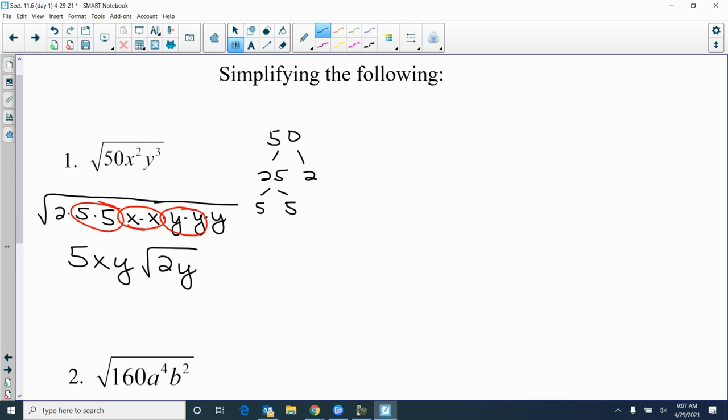2 times y. All right. Now, those of you who said, hey, 25 is a perfect square, went into 50. So in my mind, I'm saying, all right, 25 times 2. I know the square root of 25 is 5. Boom, that's on the outside. I got that 2 left over on the inside. The thing is you got to pick the biggest perfect square. That one wasn't too bad.